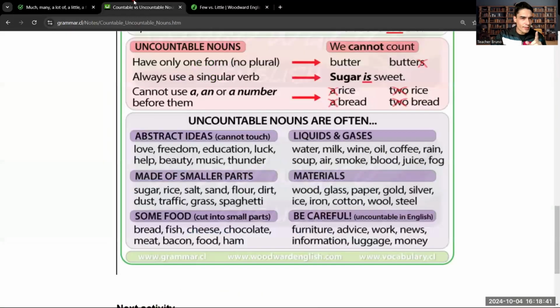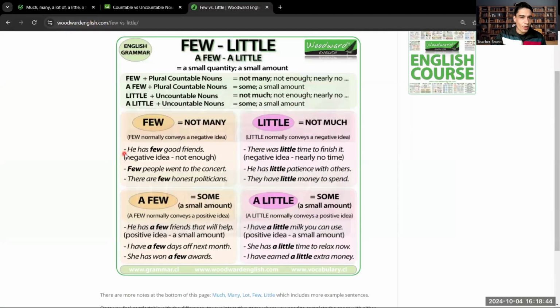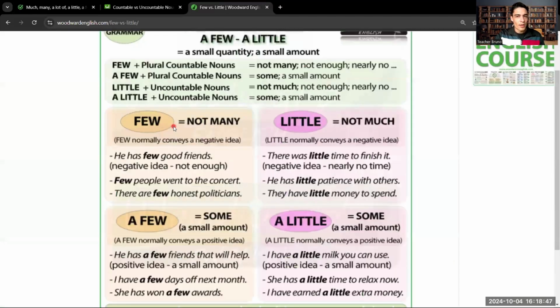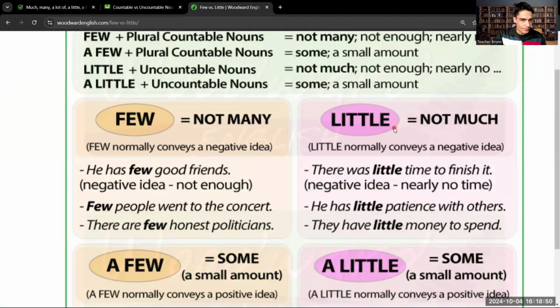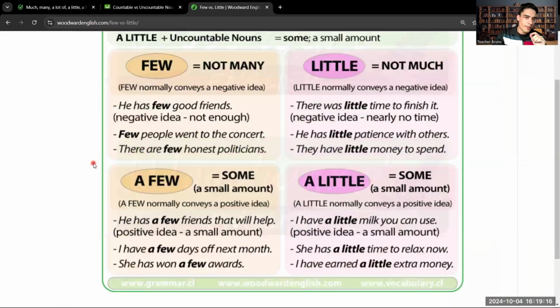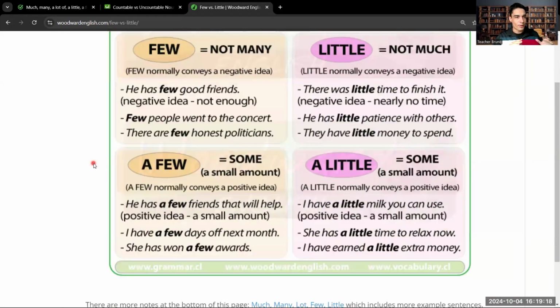Another observation here is about the opposites. So the opposite of many is few, and the opposite of much is little. He has few good friends. Friends we can count, 1, 2, 10. There was little time to finish. We don't say one time, two times. We say 1 hour, 2 hours, so minutes, hours, days, and years. Yeah, countable. But time is not countable.